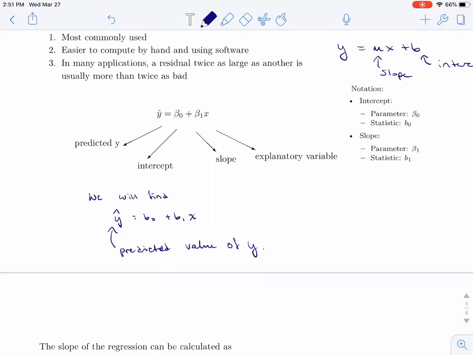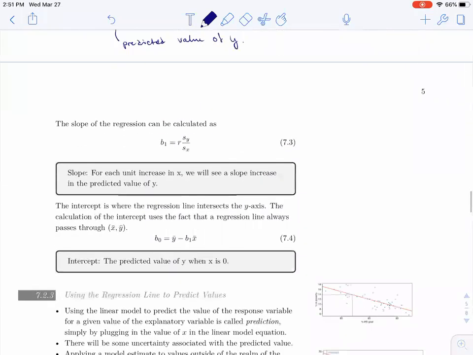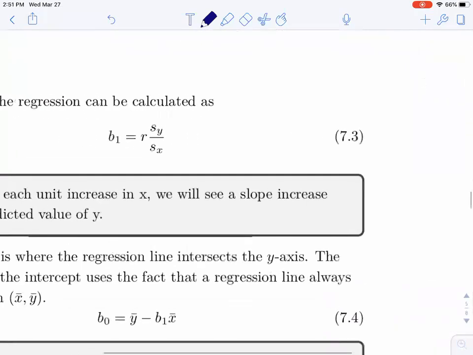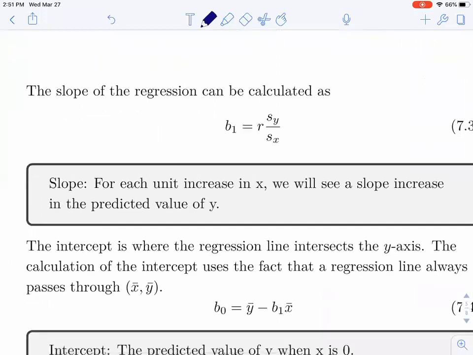So getting into the stuff that you'll actually need to do from this section, we have to calculate the slope, we have to calculate the intercept, we have to interpret the slope and interpret the intercept. Okay? So the slope is b1.